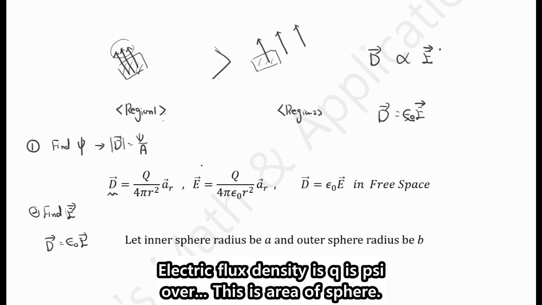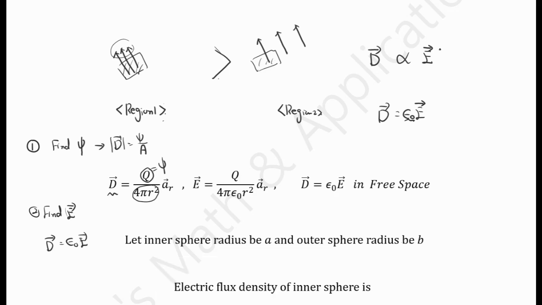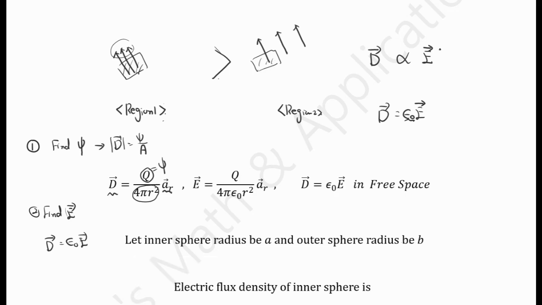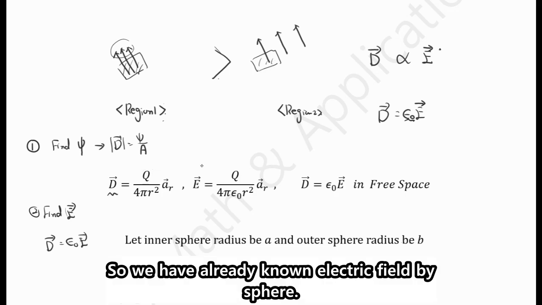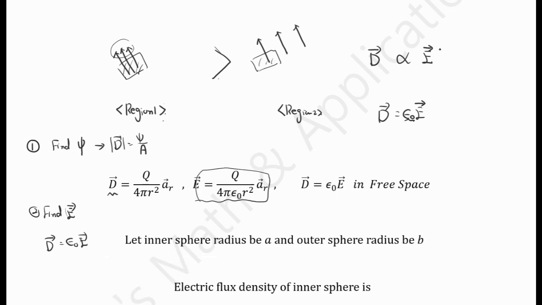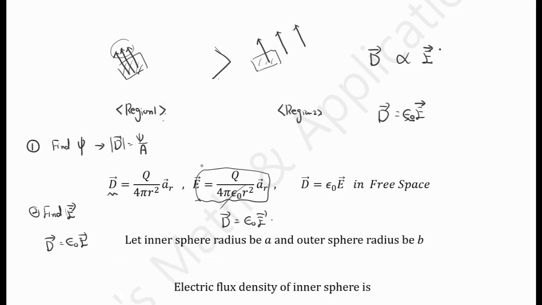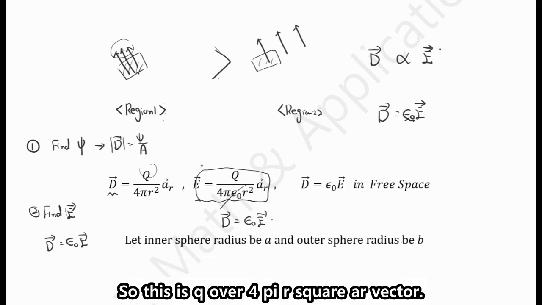Electric flux density is psi over the area of a sphere, in the direction AR, outward on the surface of the sphere. We already know the electric field of a sphere, and electric flux density is epsilon 0 multiplied by electric field. So this is Q over 4 pi r squared times the AR vector.